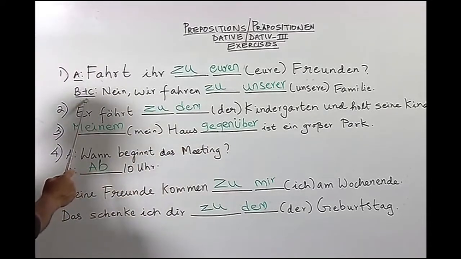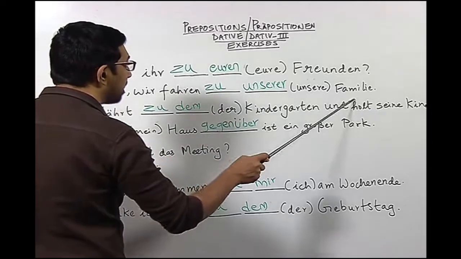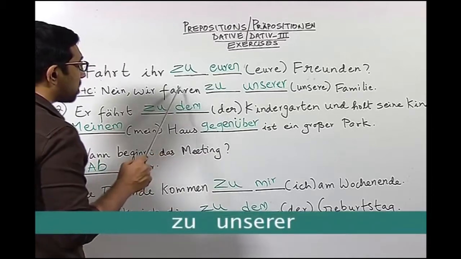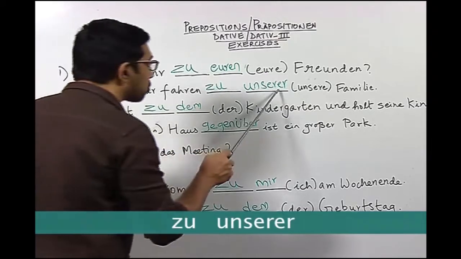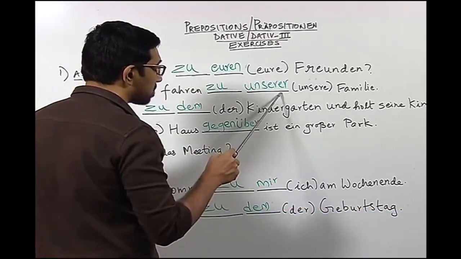And now in the same sentence, the next part, we have 9, wir fahren zu unserer Familie. Here also the student wrote the correct preposition zu based on the verb fahren, which is a movement verb, and also wrote the correct dative form of the possessive article unsere as unserer.